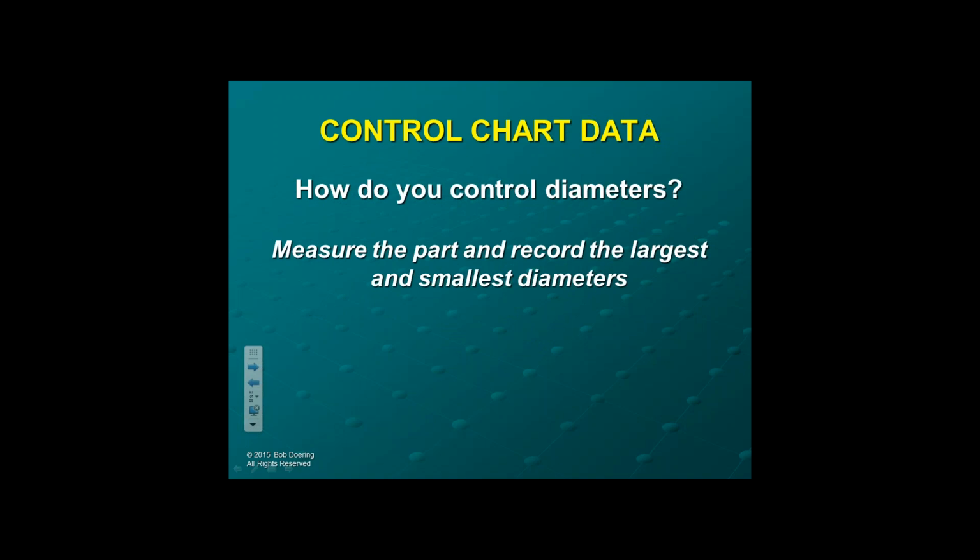Here's the key. Instead of measuring 5 parts, let's take some quality time and measure 1. We'll measure about that part, and we're going to record the largest and the smallest diameters from that part. What does that tell us? Well, if you have the largest and the smallest, that means everything's in between. If you're controlling those two, you're controlling all possible diameters. That's a far cry better than measuring one and having statistically insignificant data.